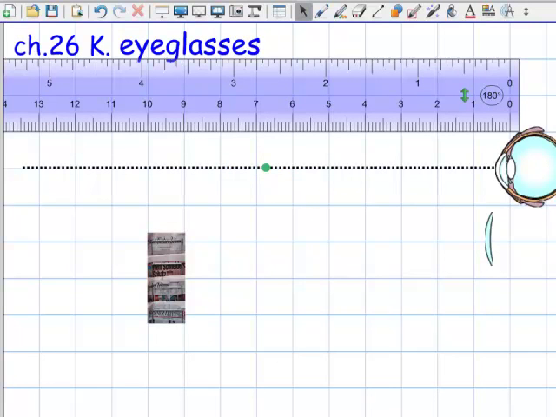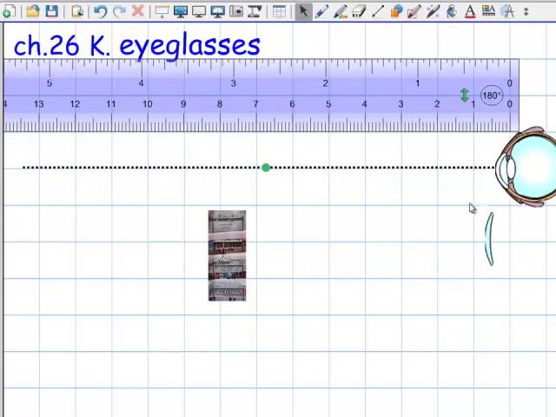In this problem, it says a far-sighted person has a near point that is 67.0 centimeters from her eyes. She wears eyeglasses that are designed to enable her to read a newspaper held at a distance of 25.0 centimeters from her eyes. Find the focal length of the eyeglasses, assuming that they are worn 2.2 centimeters from the eyes and 3.3 centimeters from the eyes.